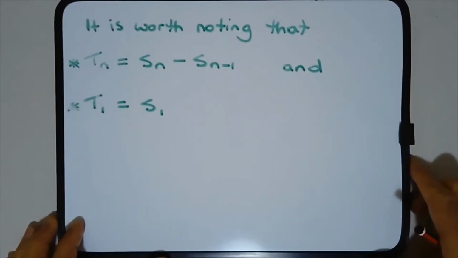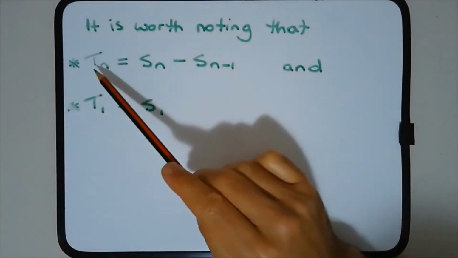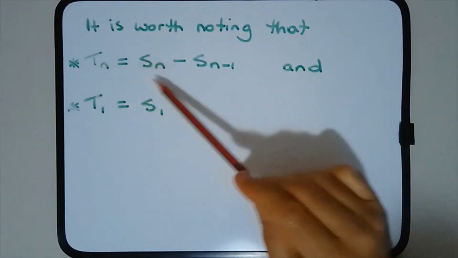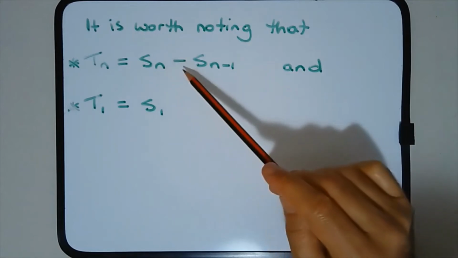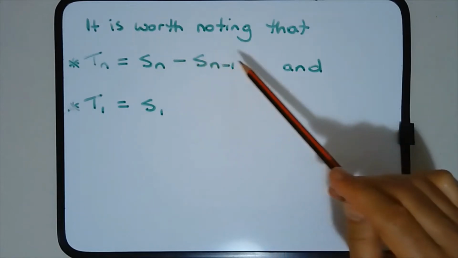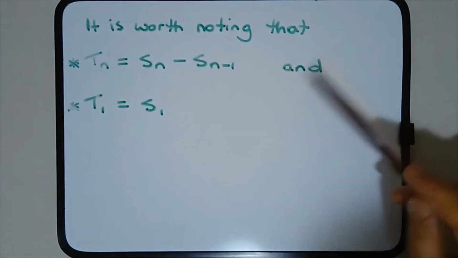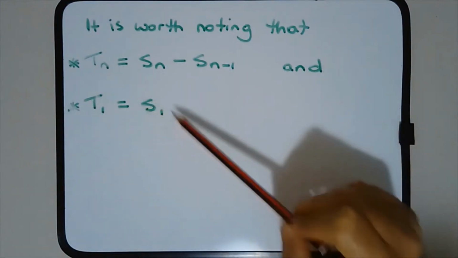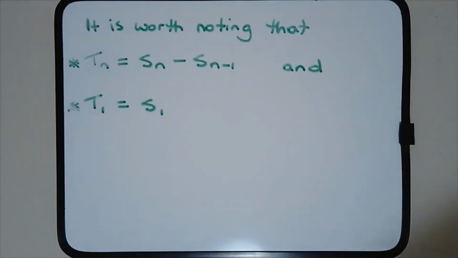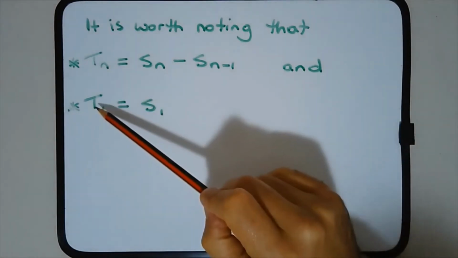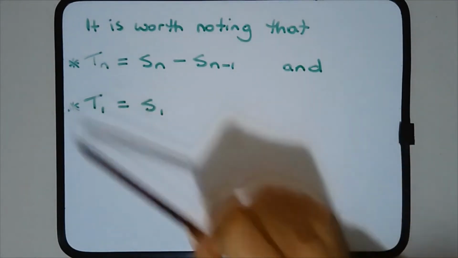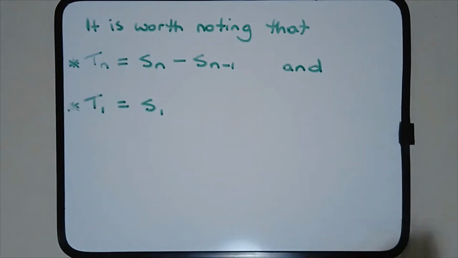Now it is worth noting that Tn, the nth term of an AP, is equal to the sum of the first n terms minus the sum of the first n minus 1 terms. And T1 is equal to S1. That is, the sum of the first term, or the only term, is also equal to T1, which represents the first term as well. And this is a useful starting point when dealing with problems involving sums of arithmetic progressions.